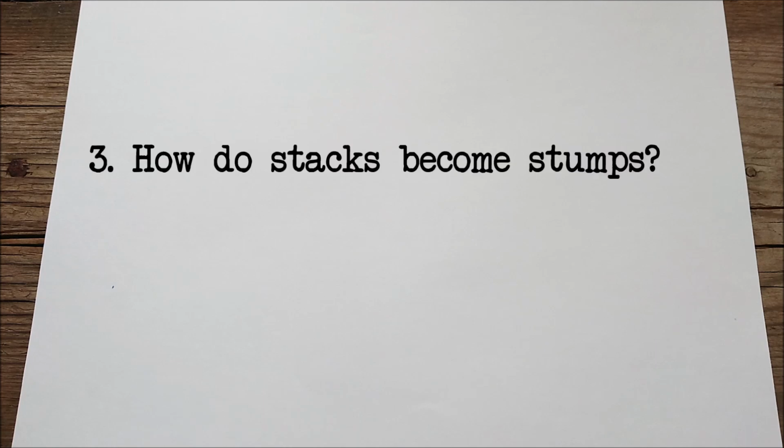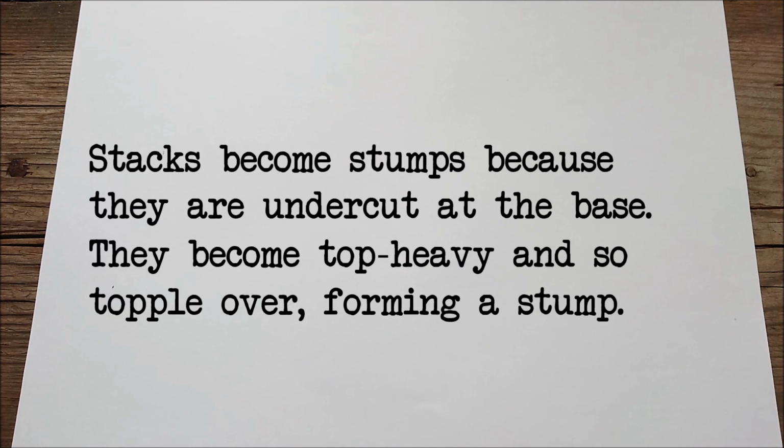Question 3. How do stacks become stumps? Stacks become stumps because they are tall structures that are undercut at the base by the action of the sea and the waves, and therefore over time the structure becomes too top heavy to be supported and it topples over, leaving a stump in the sea below. I think that's it for caves, arches, stacks and stumps.